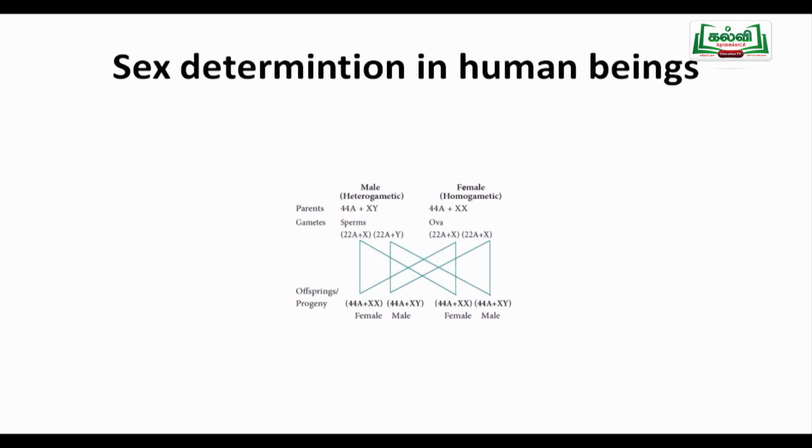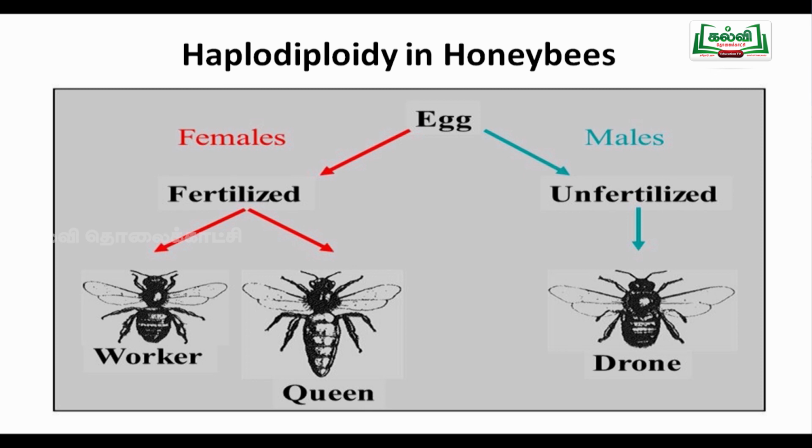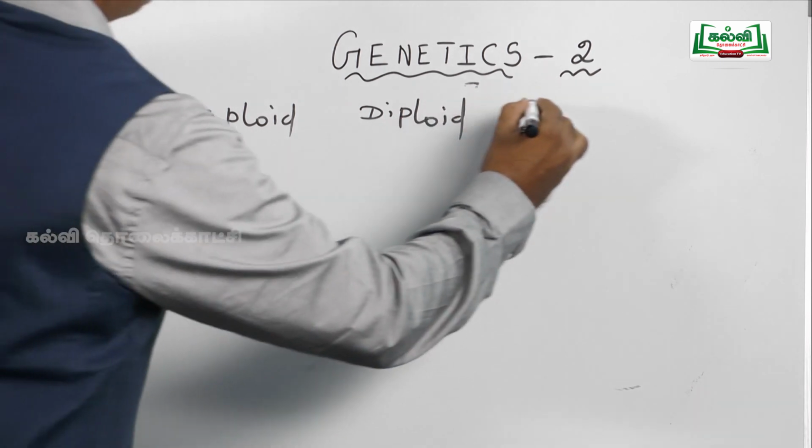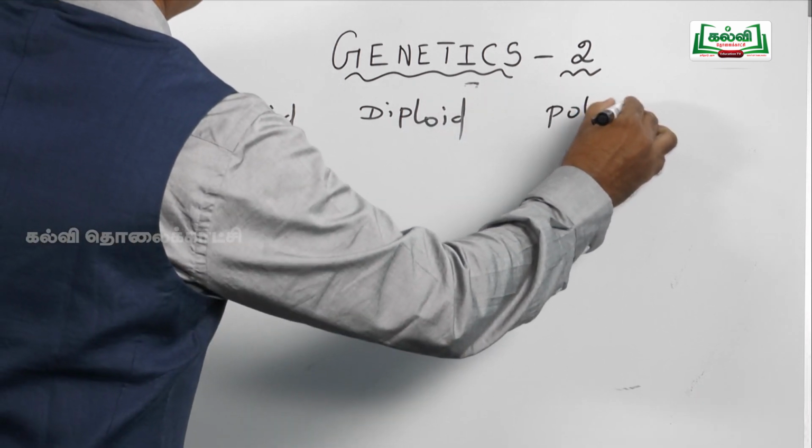And XX, XY sex determination I already explained to you. The next one is haplodiploidy in honeybees. What is a haploid? What is a diploid and what is a polyploid? You know these things. A somatic cell of an organism with only one set of chromosomes is said to be haploid. A somatic cell of an organism with two sets of chromosomes is said to be diploid. A somatic cell of an organism with more than two sets of chromosomes is said to be polyploid.